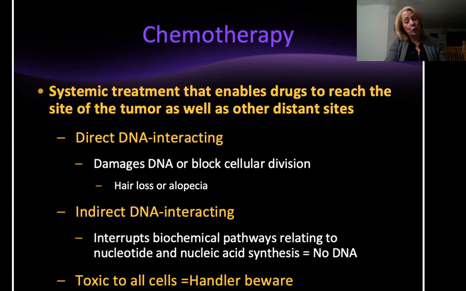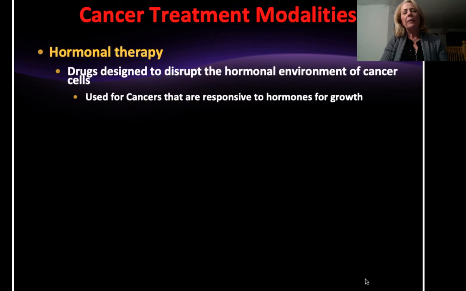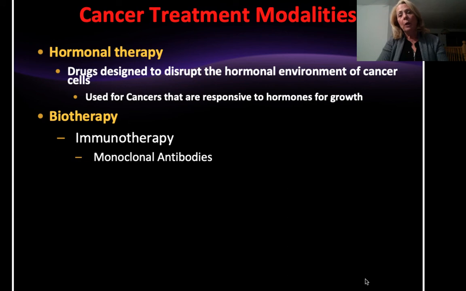So another type of cancer treatment is hormonal therapy, and this is where these drugs are designed to disrupt the hormonal environment of the cancer cells. These cancer cells are responsive to certain hormones from our body that are going to help them to grow, or they can even produce certain hormones to help with their growth. So we're going to disrupt that and not allow that to happen.